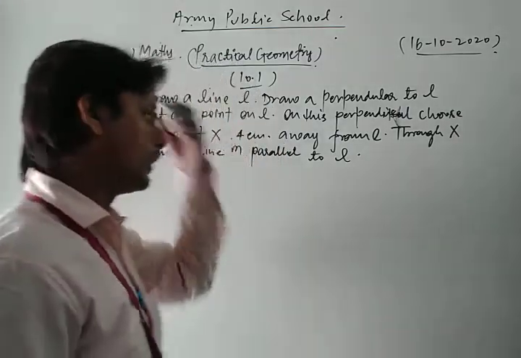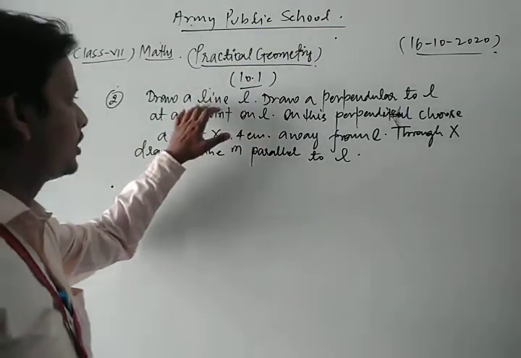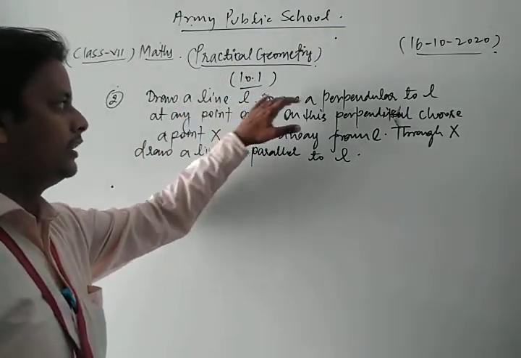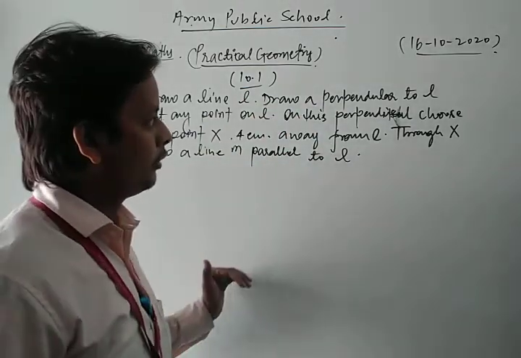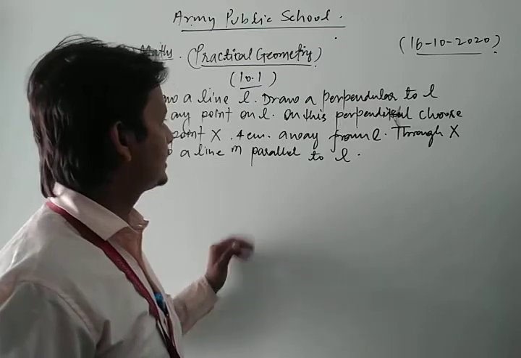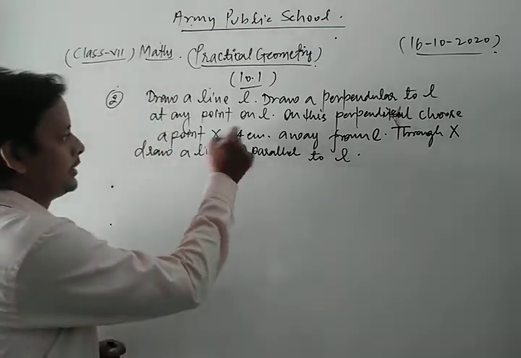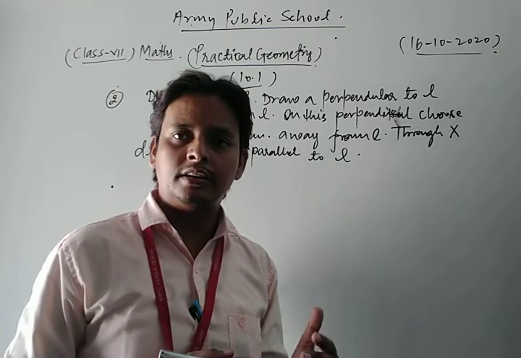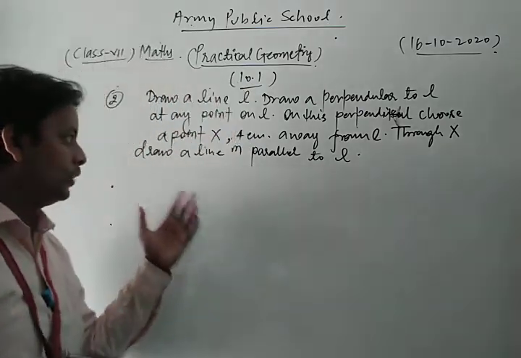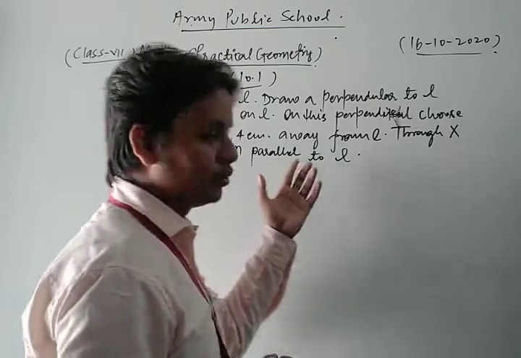Let's see once more. Your question is: draw a line L. Draw a perpendicular to L at any point on L. On this perpendicular, choose a point X which is 4 centimeter away from L, and through X we draw a line M parallel to L.